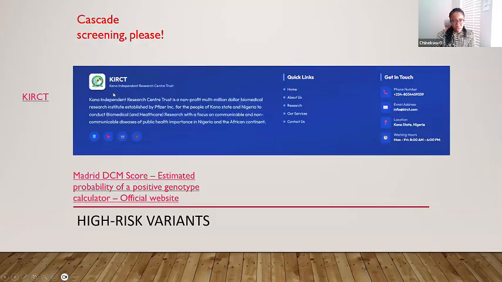So just describing the Kano Genomic Center a bit more. The Madrid DCM score is actually really good. If you have a patient with a cardiomyopathy and maybe you have genomics, maybe it's expensive, or maybe you are trying to convince the patient that their genomics may be positive, or you just want to know their probability of having a positive genotype, that's what the Madrid DCM score does. It gives you a probability of a patient having a positive genotype by the different questions it asks you: family history, syncope, EKG, MRI, all of that.